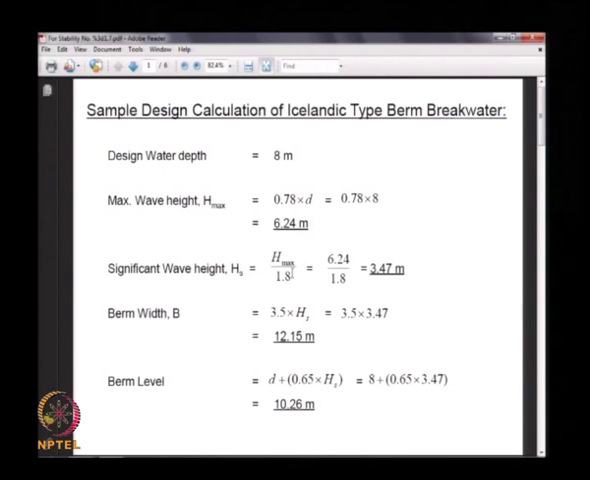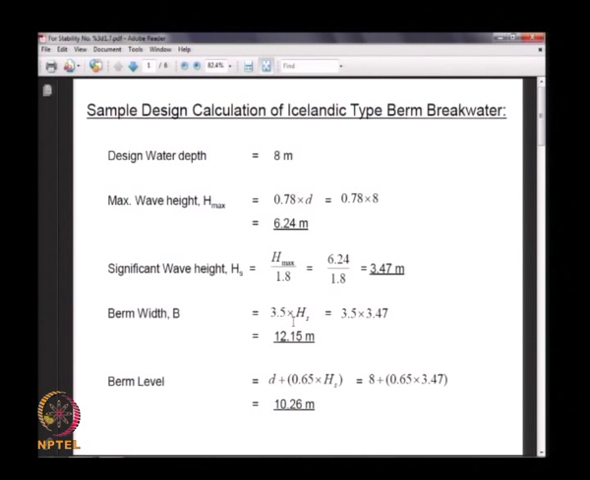So I told the range for significant wave height is between 1.6 to 2. In some places we use 1.6, some places we use 1.8. Appropriate number is 1.8. If you use 1.6, it is more on a conservative side. Generally we use it for very shallow waters. So 3.47 meter is the significant wave height.